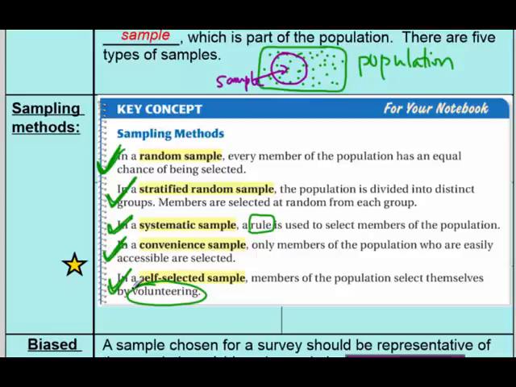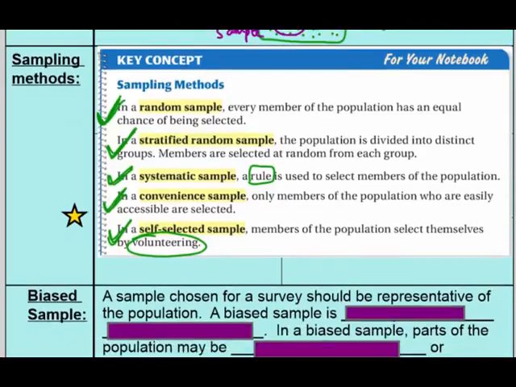Okay, so in your practice, you're going to come across different examples where you're going to have to identify the sampling method. Think about the keywords. Random sample would be everyone has an equal chance. Stratified random sample would be you divide into groups and then select randomly from there. Systematic is a rule. Convenience is easily accessible. And then self-selected, you're volunteering to actually take the survey.